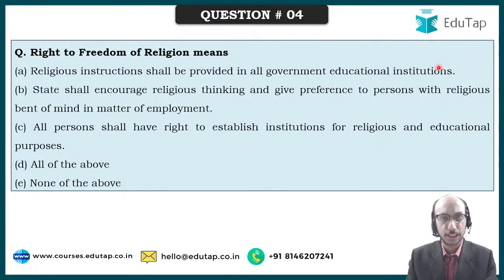Right to freedom of religion. Again, we are talking about right to freedom of religion, right? What does it mean? Does it mean religious instructions shall be provided in all government education institutions? Does it mean state shall encourage religious thinking and give preference to persons with religious bent of mind in matter of employment? Does it mean that all persons shall have right to establish institutions for religious and educational purposes? Are A, B and C all correct? All of the above statements are correct, or none of the above statements are correct? This is the fourth question. It is again about right to freedom of religion.